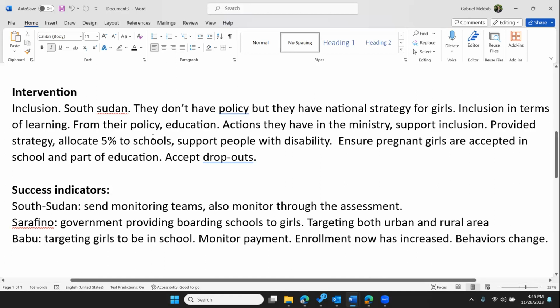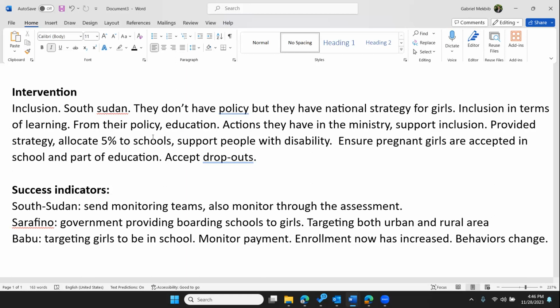The action that we have in the ministry is to support inclusion, provide a strategy, and also allocate 5% to schools to cater for people living with disability. This is a strategy and indicator to ensure that we support people living with disability to be retained in school and complete the levels. And we have the monitoring strategy to ensure that the policy is being maintained.